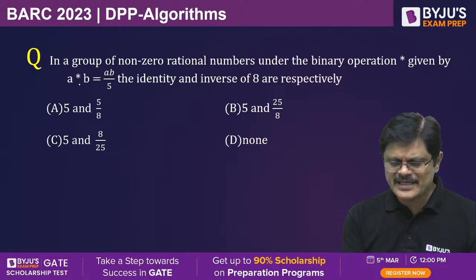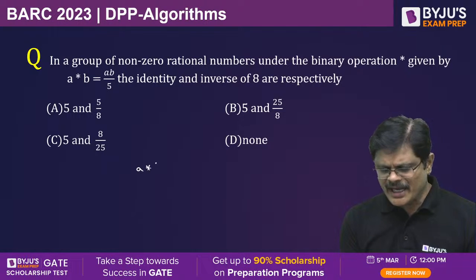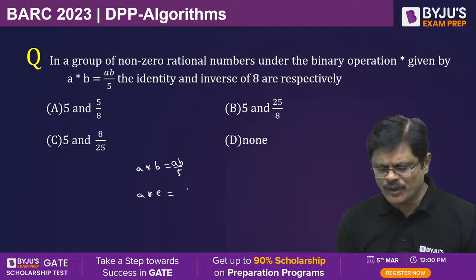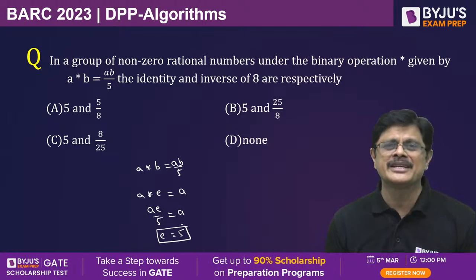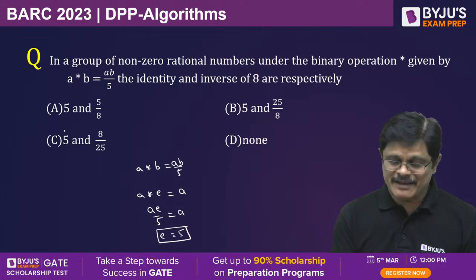See here he says it is a group. A star B is equal to AB by 5. So identity means what, sir? A star E should be equal to A, you should get. A star E means AE by 5 must be equal to A. Therefore, E should be equal to 5. So what is the identity element? 5 is the identity element. 5 is given in every option.